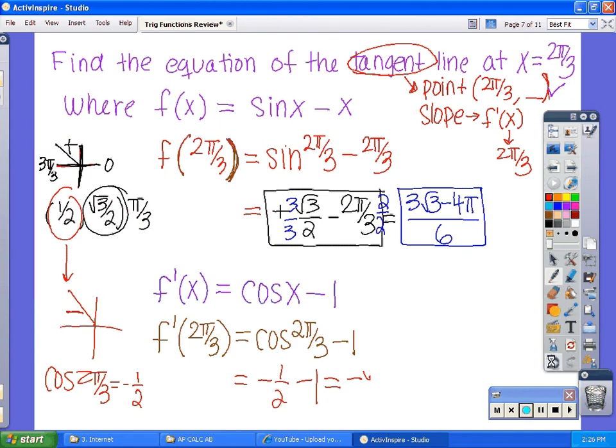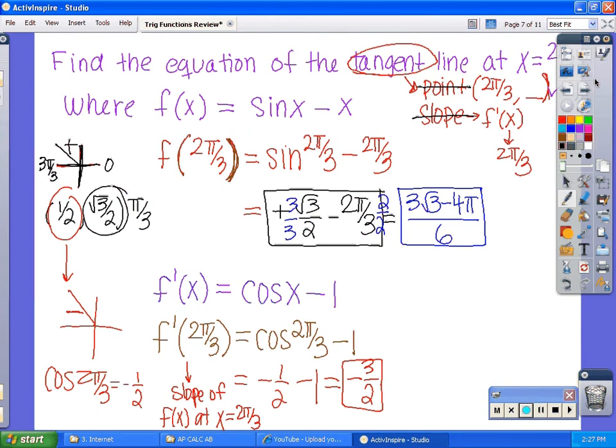Give it a second. What did we just find? This is the slope of f of x at x equal to 2 pi over 3. Now we have the slope. We are good on this point. We're good on the slope. That means I should be able to write the actual equation. Move this out of the way. I'm going to put that in this box right here.